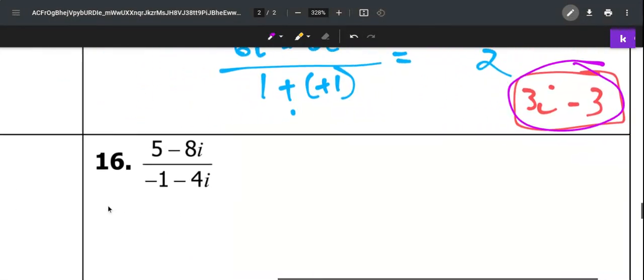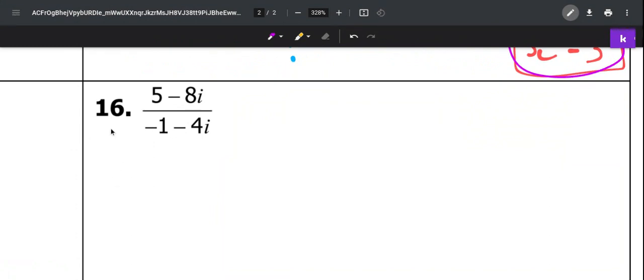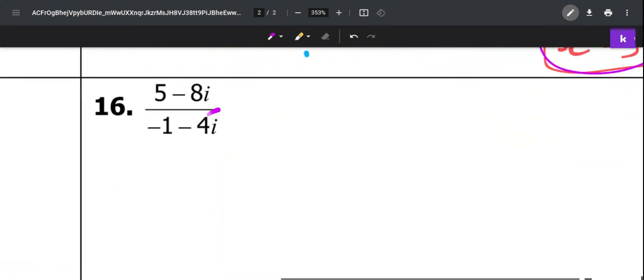So 16 could throw you off because of this negative, but here's what you have to notice. There's an i on the bottom. We don't want an i on the bottom. There's a minus sign. We can't just say times i when there's a minus sign. We have to actually use the complex conjugate.